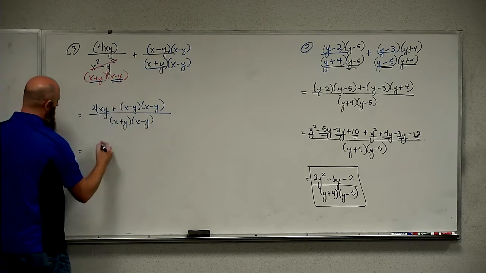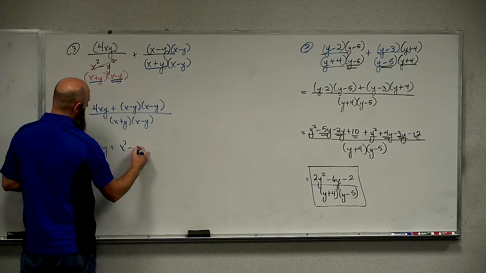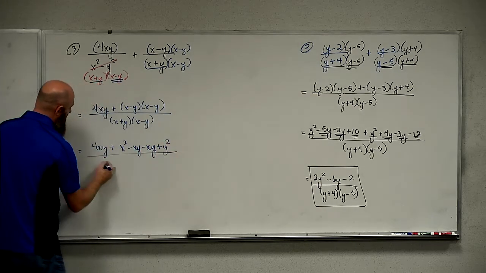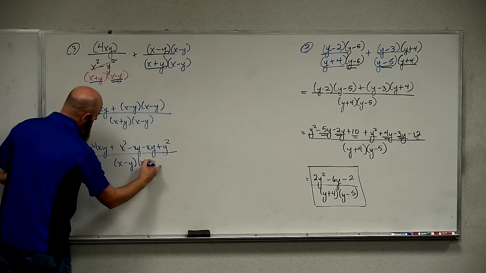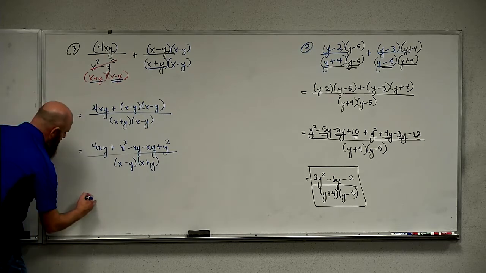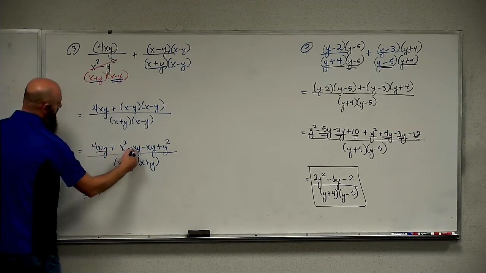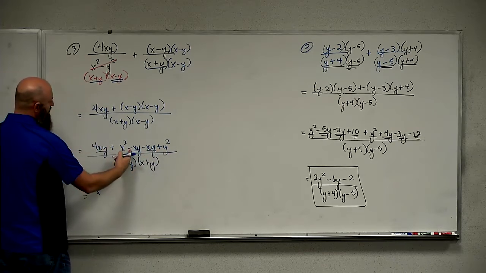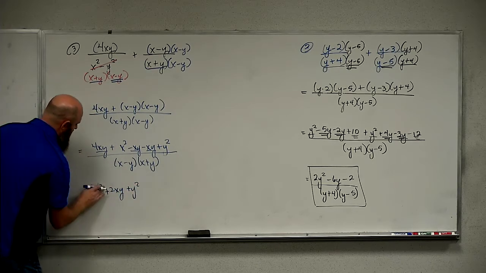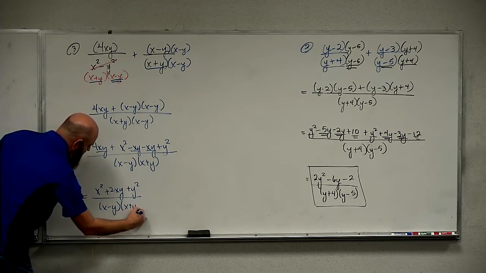All right, so let's multiply out there. So 4xy plus, we get x squared minus xy minus xy plus y squared, all over x minus y, x plus y, or vice versa. On our like terms, I'm going to put it in order of x squared, then I'll put all of these together. So 4 minus 1 is 3, minus another one is 2xy plus y squared, which should look like a 2, and then x minus y, x plus y.